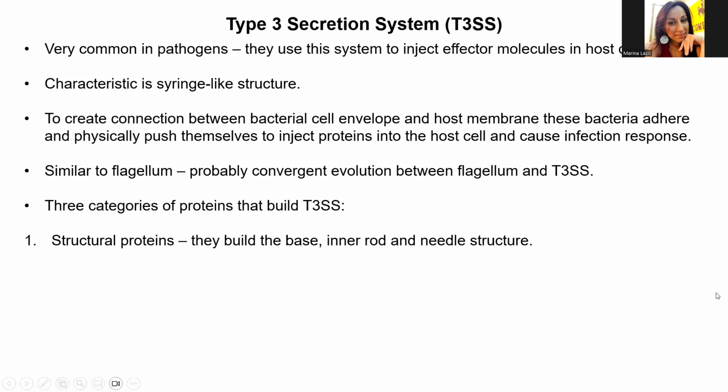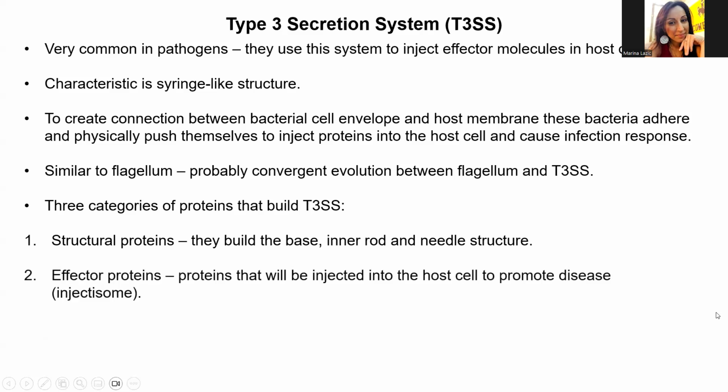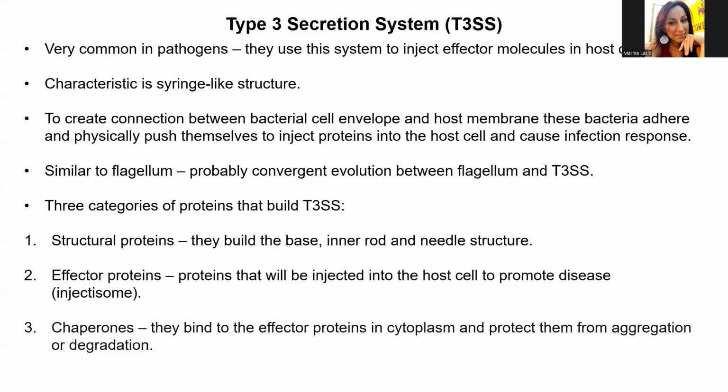Another component, besides the structural ones, are effector proteins, which are nothing but hydrolytic enzymes, like molecules that will be injected into the host cell to promote the disease. All those proteins are called injectisome. And chaperones, which are proteins that help in folding. So chaperones are protective proteins that prevent aggregation, and usually prevent degradation of injectisome proteins, because they have to be in a fully folded state in order to promote disease.